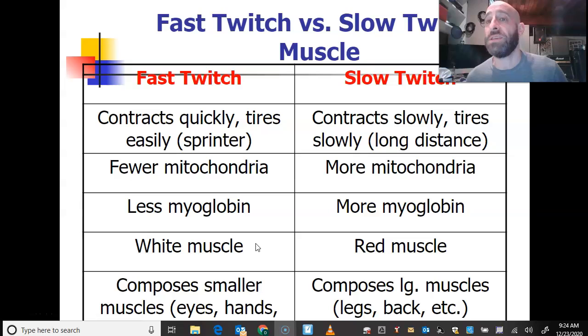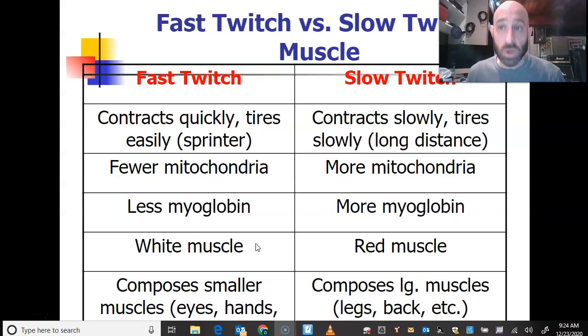So where are you going to see these? You're going to see these in your back muscles, your leg muscles, the muscles that need to hold you upright, the big muscles that are built for sustained contraction. And what allows them to do that? Well, they have more mitochondria. More mitochondria means more energy, and they can sustain a contraction for much longer. More myoglobin means more oxygen, which also means redder in color.